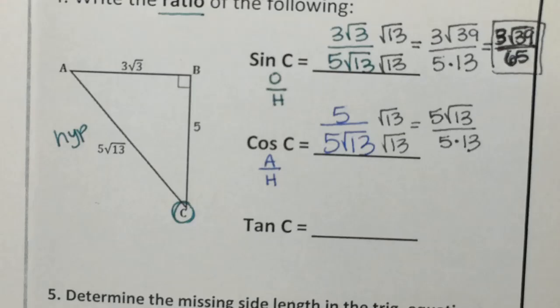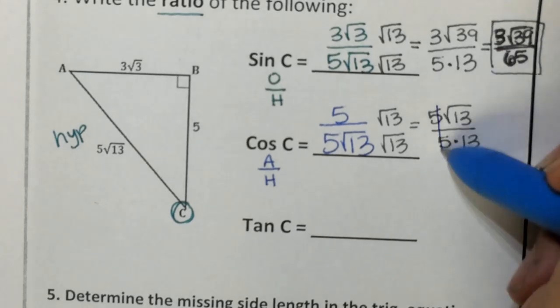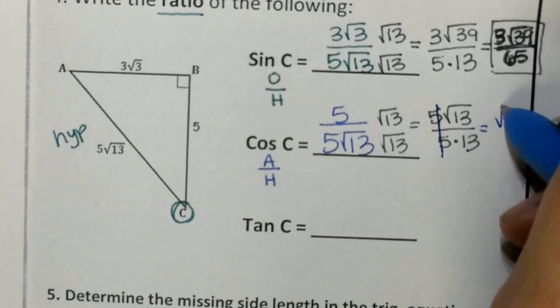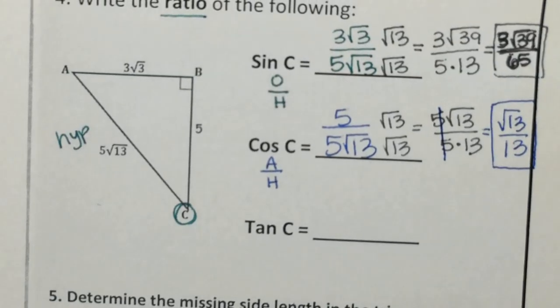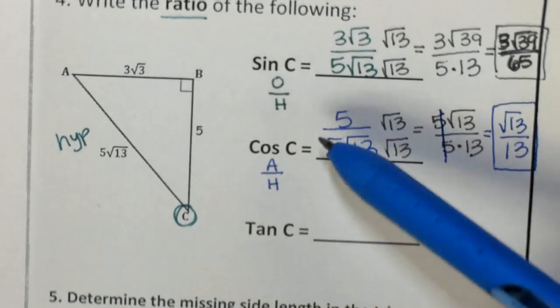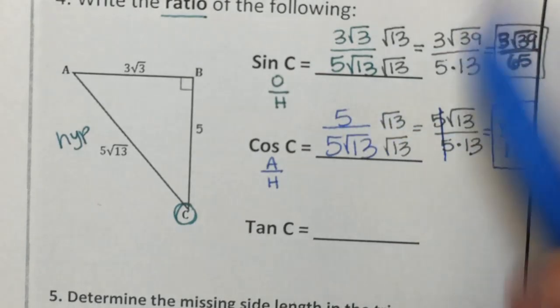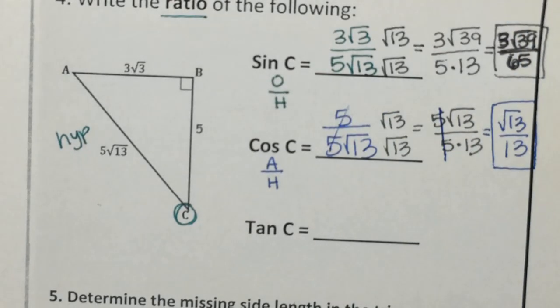What do y'all think? What do we think? Is that my answer? What can happen? The 5's cancel. So what am I left with? Root 13 over 13. Now, if you didn't realize it, you could get 5 root 13 over 65 and then cancel if you wanted to. Could you have canceled right off the bat in the very beginning? Yeah, sure. You could have just canceled them right off the bat.